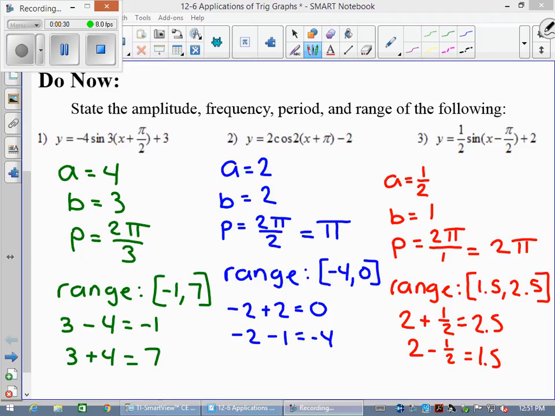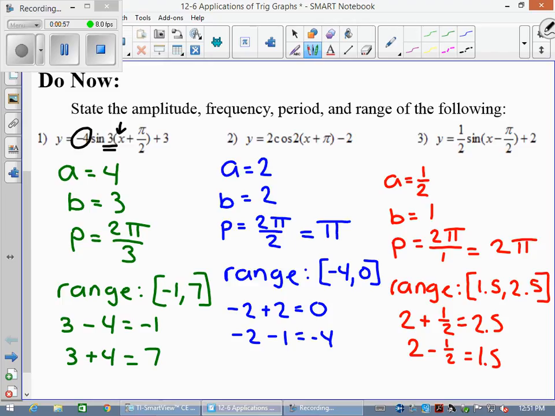So here are the solutions for the do now activity. And when we look at these, our amplitude is the number that's in front of the sine. It's always the absolute value of that. So that's why our A value is 4. Our B value is what's in front of the x. And again, we want to factor that out and make sure that inside those parentheses there is a 1 in front of our x. Our period, again, is 2 pi over that B value, so 2 pi over 3.